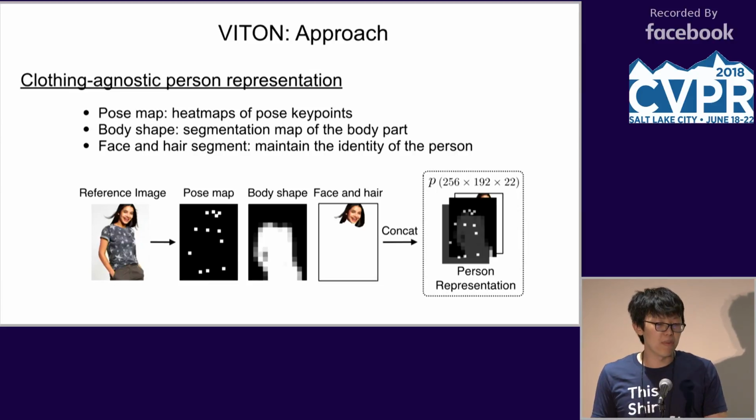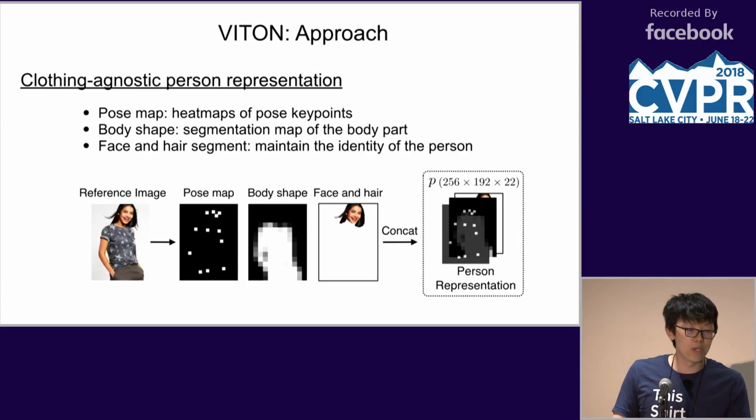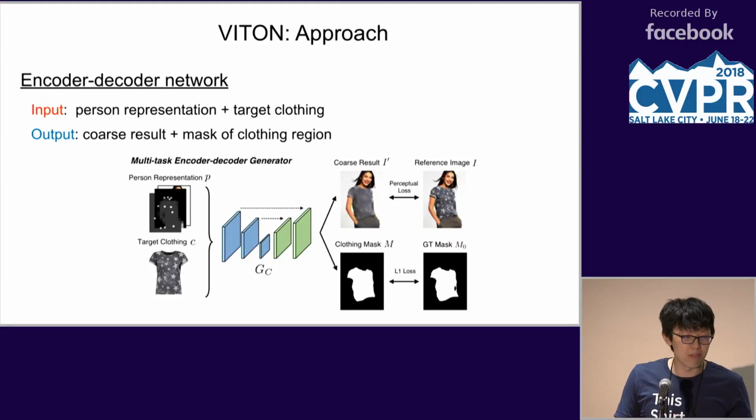Because we want to keep the information of the wearer, we use a pose estimation method to extract the pose map, and a human parser to extract the body shape and the face and hair segments of the person who wants the virtual try-on result. And this helps us to keep the information of the person.